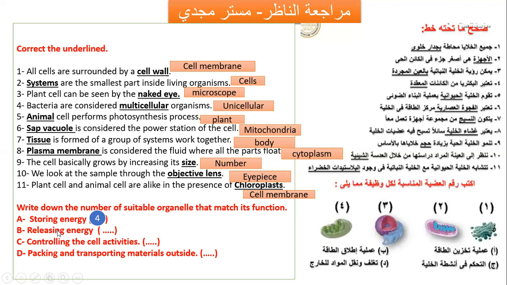Releasing energy means giving off energy. Which one gives off or produces energy for the cell? Here is releasing energy. So you go to mitochondria. Mitochondria provides the body with energy, or releases energy. Next, controlling the cell activities. Which one controls the cell activities? Yes, at the center of the cell, the nucleus.